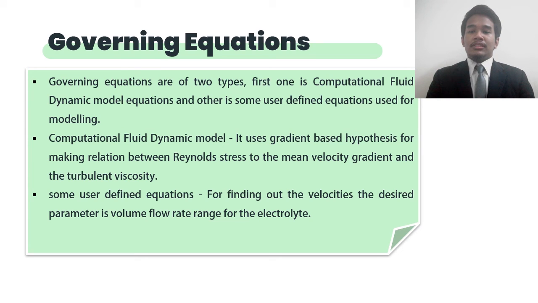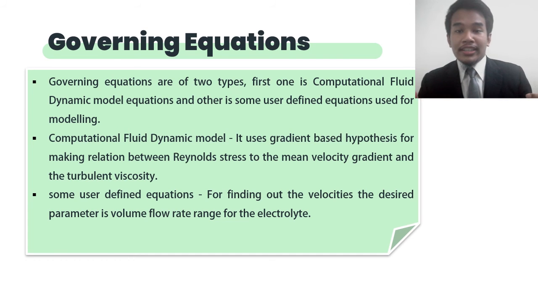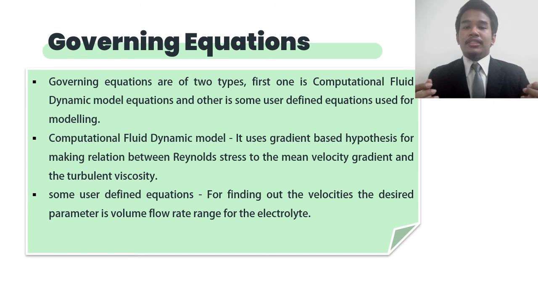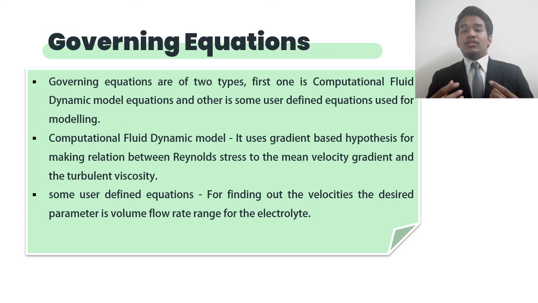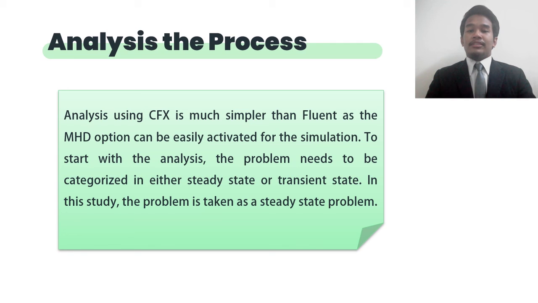Governing equations are of two types: the first one is the computational fluid dynamics model equation and the second is some user-defined equations. The computational fluid dynamics model uses a gradient-based hypothesis for making a relationship between the Reynolds stress to the mean velocity gradient and the turbulent viscosity. Some user-defined equations are used for finding out the velocity, the desired parameter in the volume flow rate range for the electrolyte. The last method is analyzing the process.